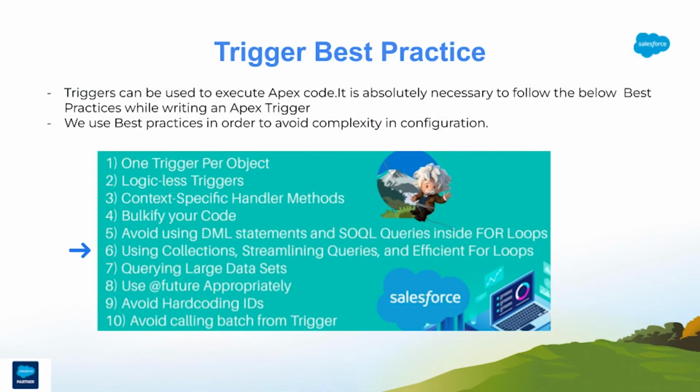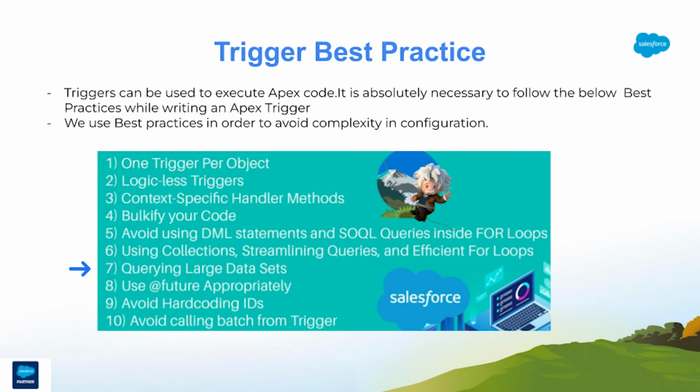Number 6, using collections, streamline queries, and efficient for loops. Apex collections are essential for effectively querying data and storing it in memory. Using collections and simplifying SOQL queries together can significantly aid in generating efficient Apex code and avoiding governor constraints.